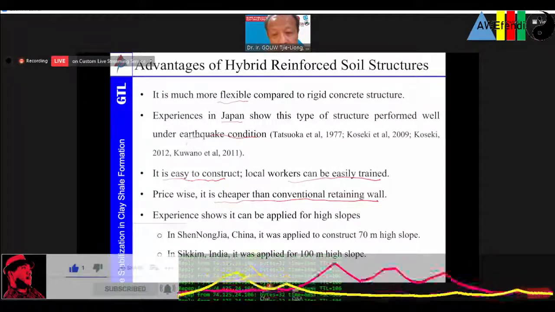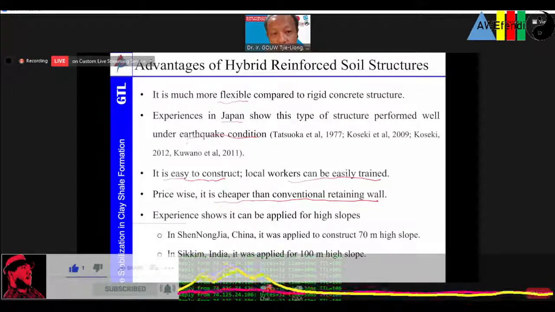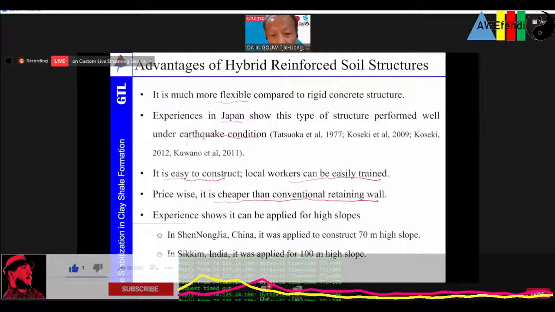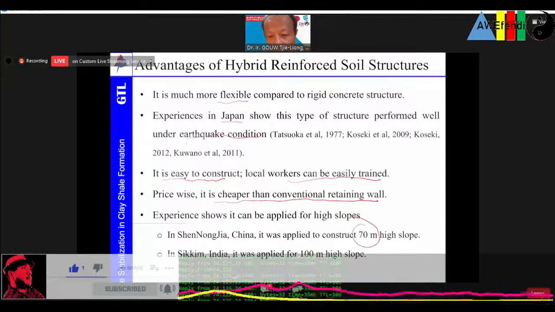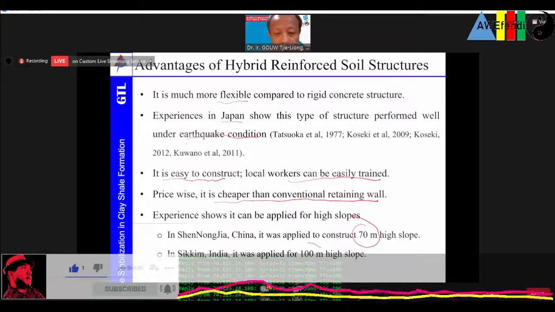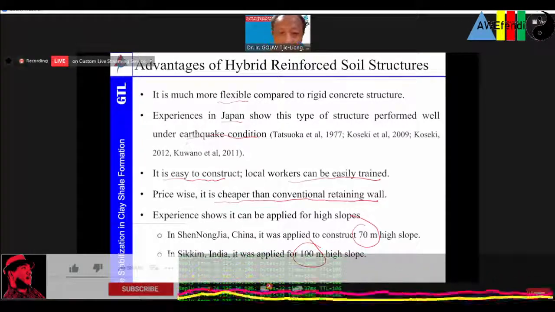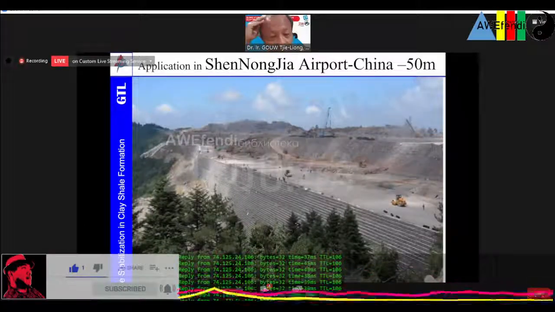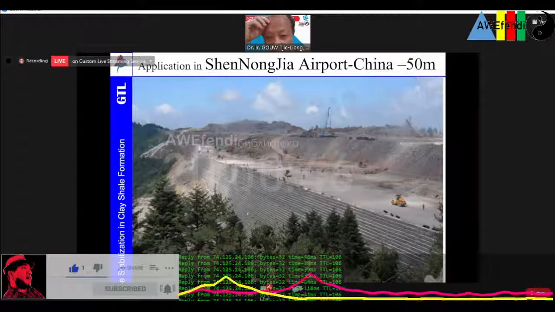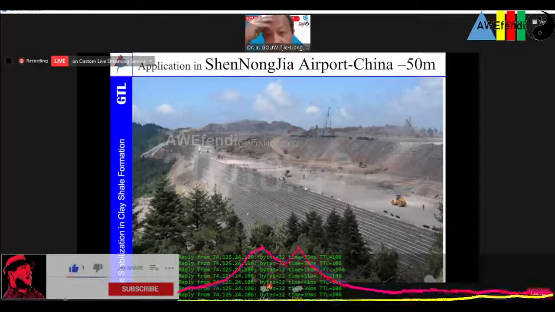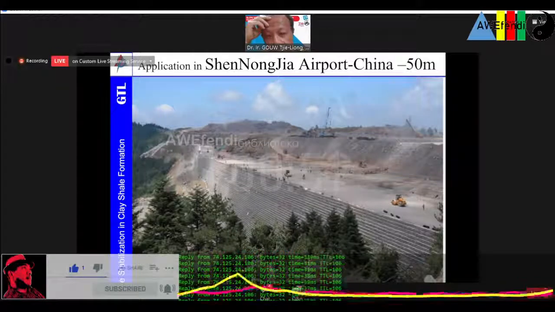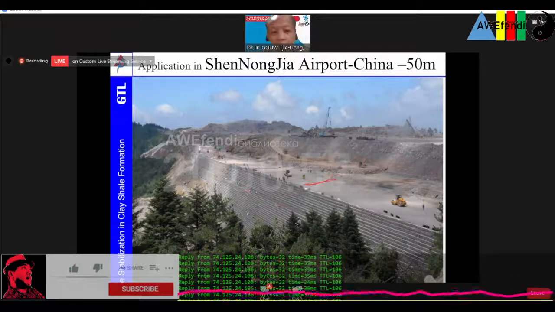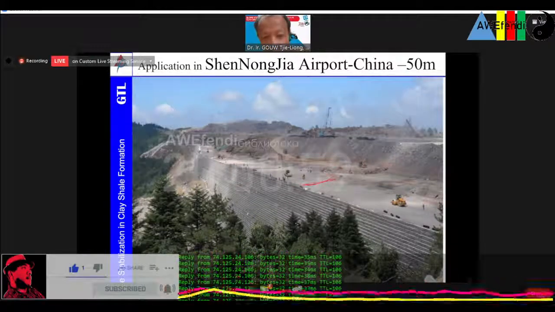In China, they built it. The information I had from one of the conferences in India was that it was constructed up to 70 meters high, and in Sikkim, India, up to 100 meters high. But when I looked into the literature reported on the internet, you can have a look, in China it only says up to 50 meters high. So I don't know which one is correct. 50 to 70 meters, the information that I got.